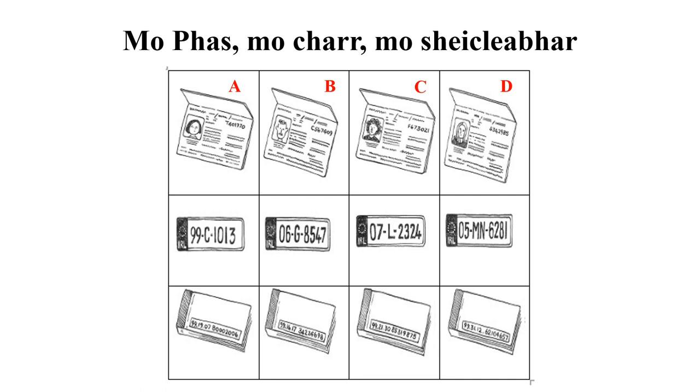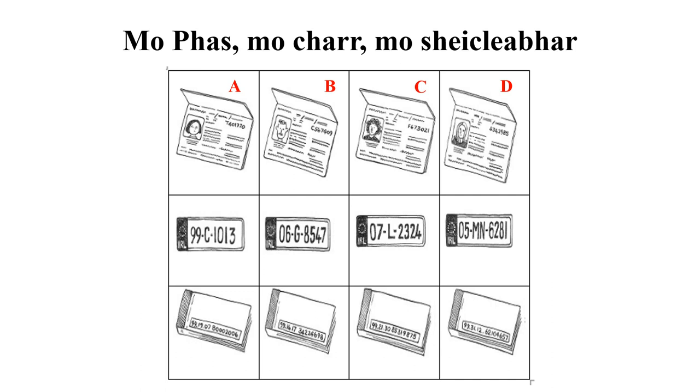For the car registrations, European cars, the first two numbers are the year of the registration. The letter stands for the county of registration and then the registration number. So you're going to practice asking, Cén uimhir atá ar do charr? Cén uimhir atá ar do phas? Cad é an uimhir do phas? Cad é an uimhir do sheicleabhar?